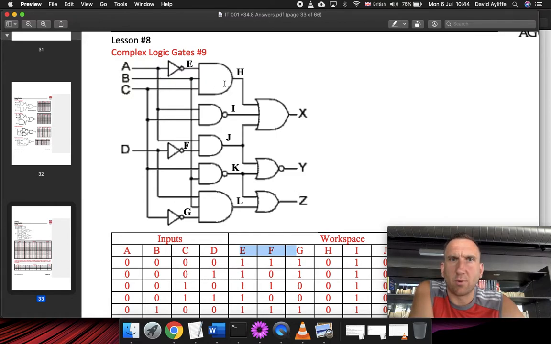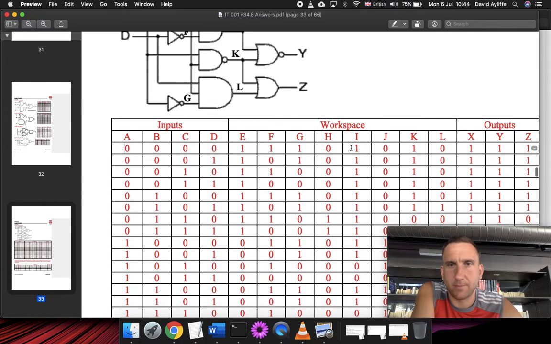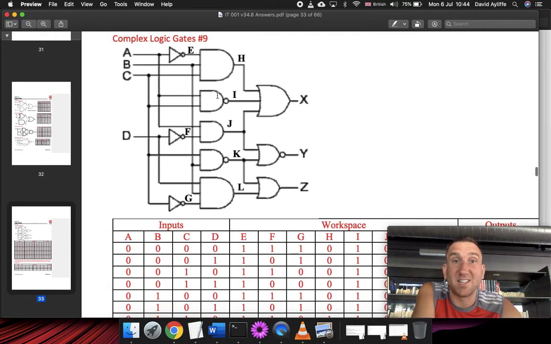Now, wow, so we've got a 3 input AND gate. How do we do that? Well, let's leave that until last. So I is A and C. So 0 and 0. Ah, this is a NAND gate.